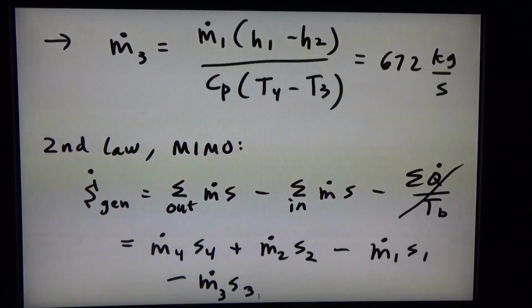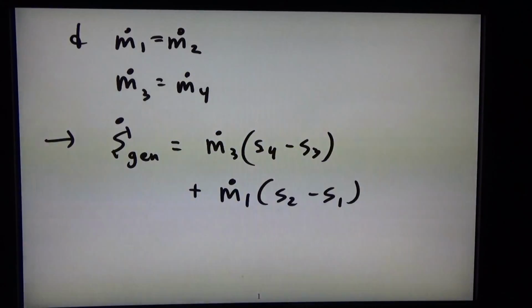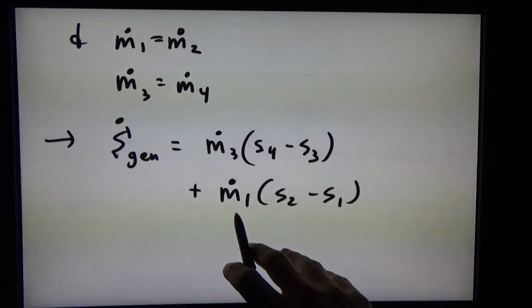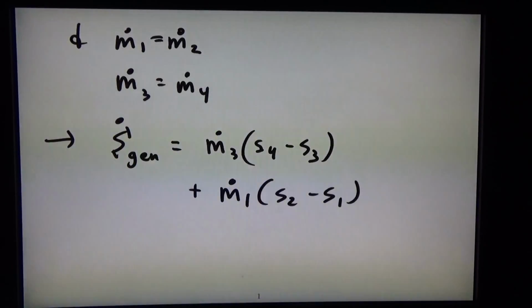Plus m dot 2, which is really m dot 1 times S2 minus S1. So here's our equation for the entropy generation rate. We actually do see that we needed to get m dot 3 in order to calculate the entropy generation rate. We've calculated that. We know mass flow rate of water and we know delta S of the water. So the very last thing would be to get delta S of the ideal gas. For delta S of an ideal gas, we use an equation to calculate it.